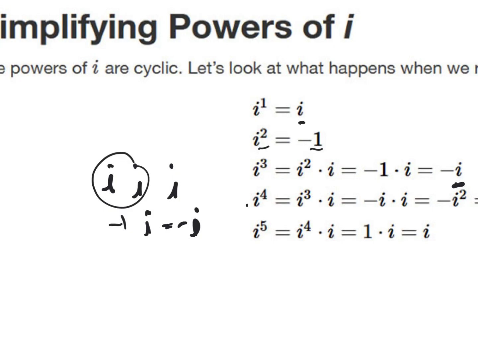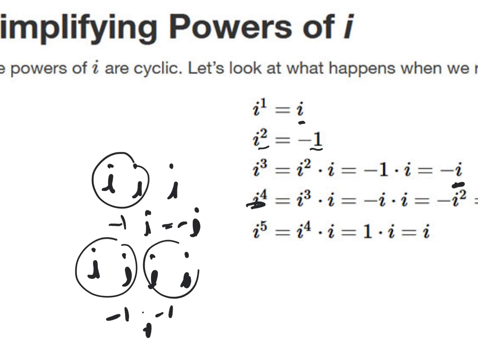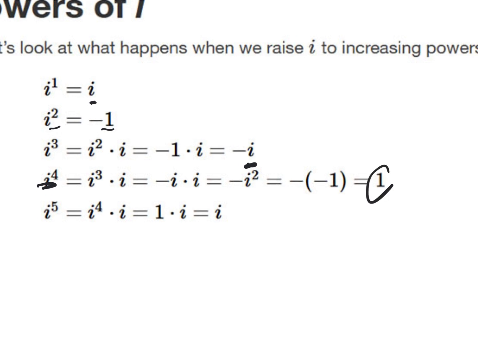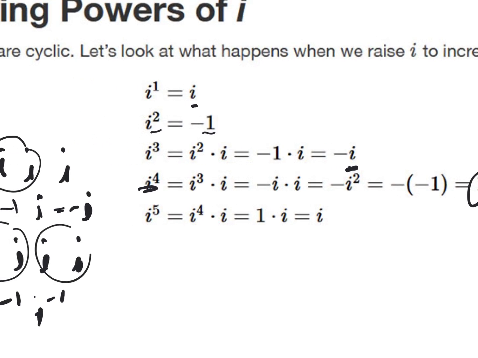Now, if you go to the fourth one, i to the fourth, you've learned that an i times i is a negative 1, and an i times i is a negative 1. So negative 1 times negative 1 should just be a plain 1. Let's see if it is. After all this work, plain 1. So what happens in the fifth one is the same answer as the beginning. So what I'm saying is this. It's a pattern of 4.